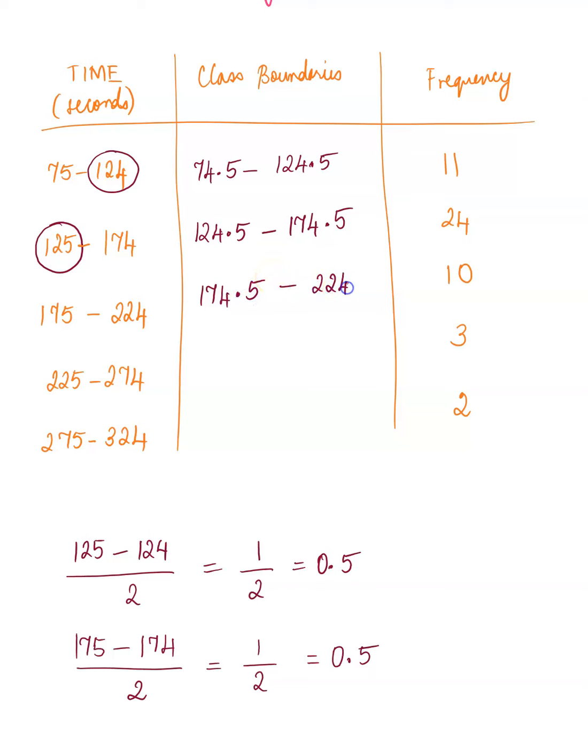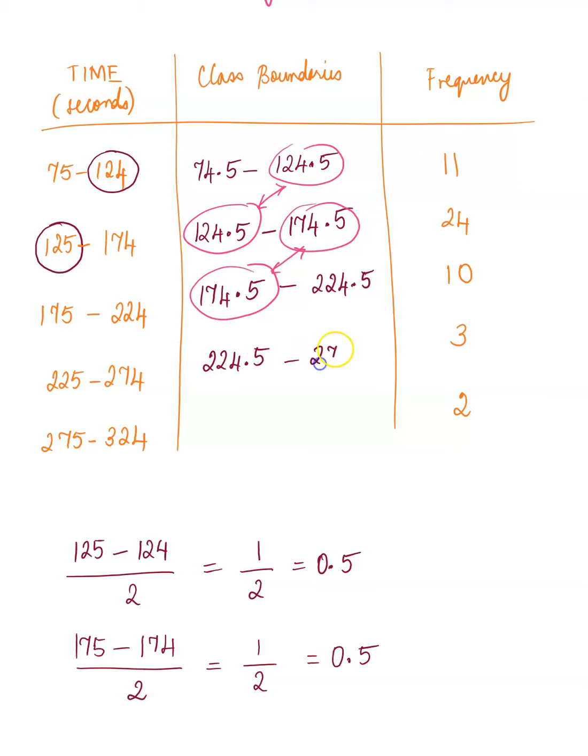What this does is help us keep these ends matching, right? We want these ends to match so that there will be no gap when we draw the graph, and that is the way we build our class boundaries. So 224.5 to 274.5, and then we have 274.5 to 324.5.